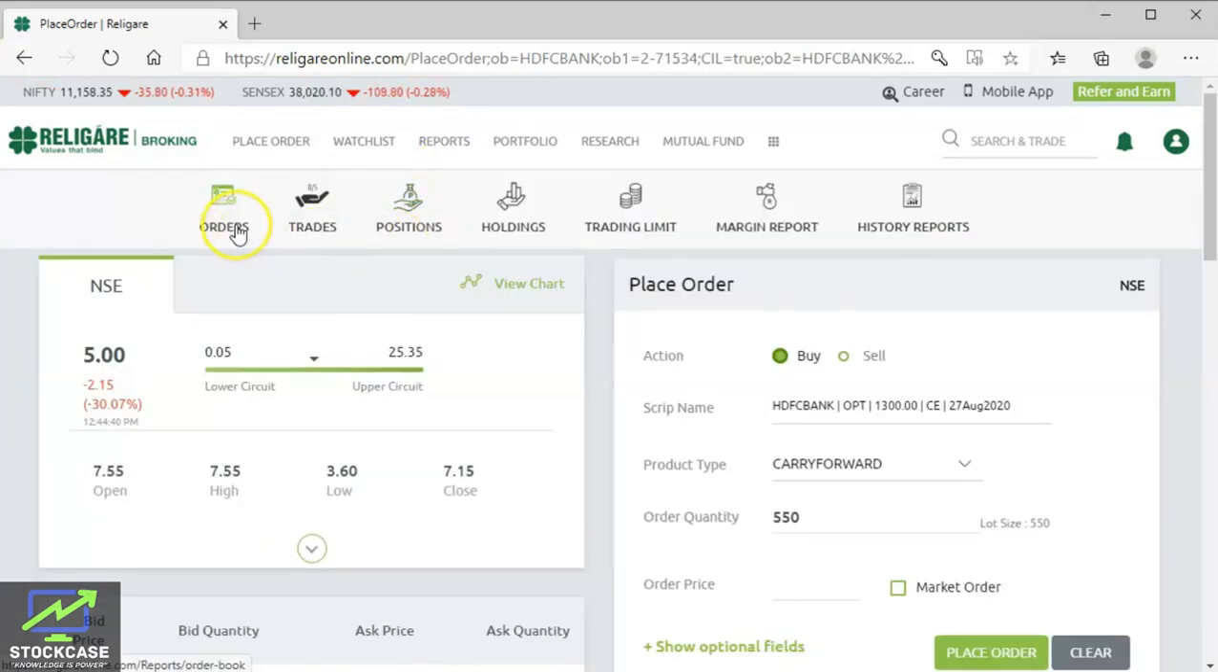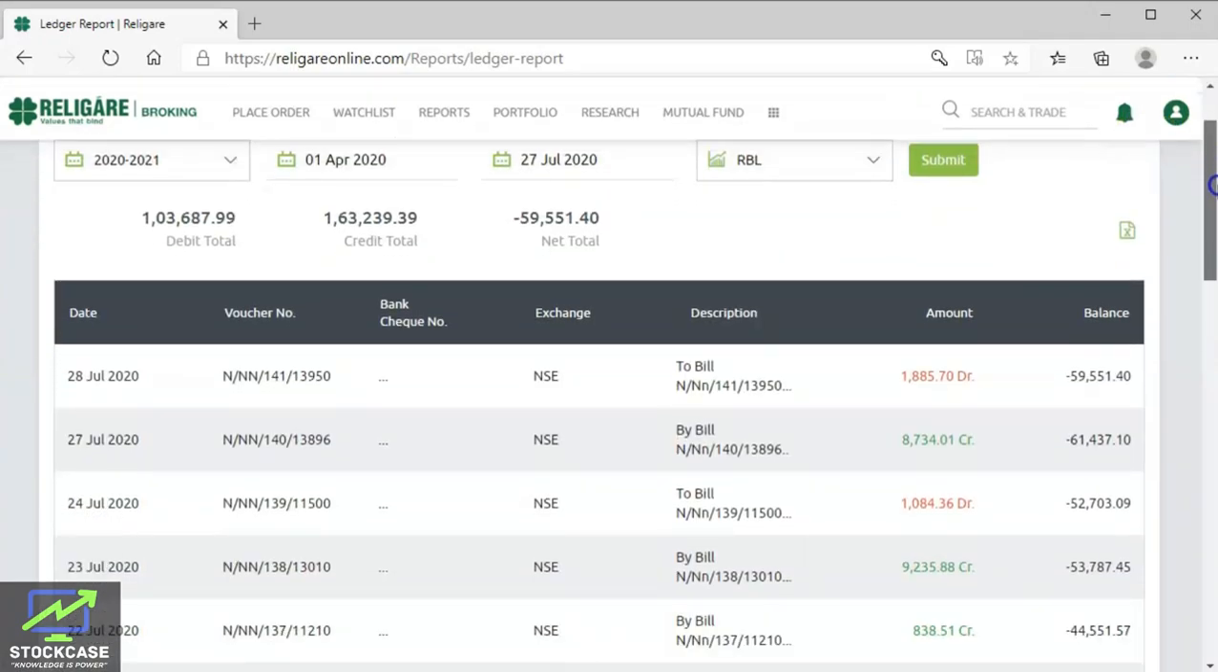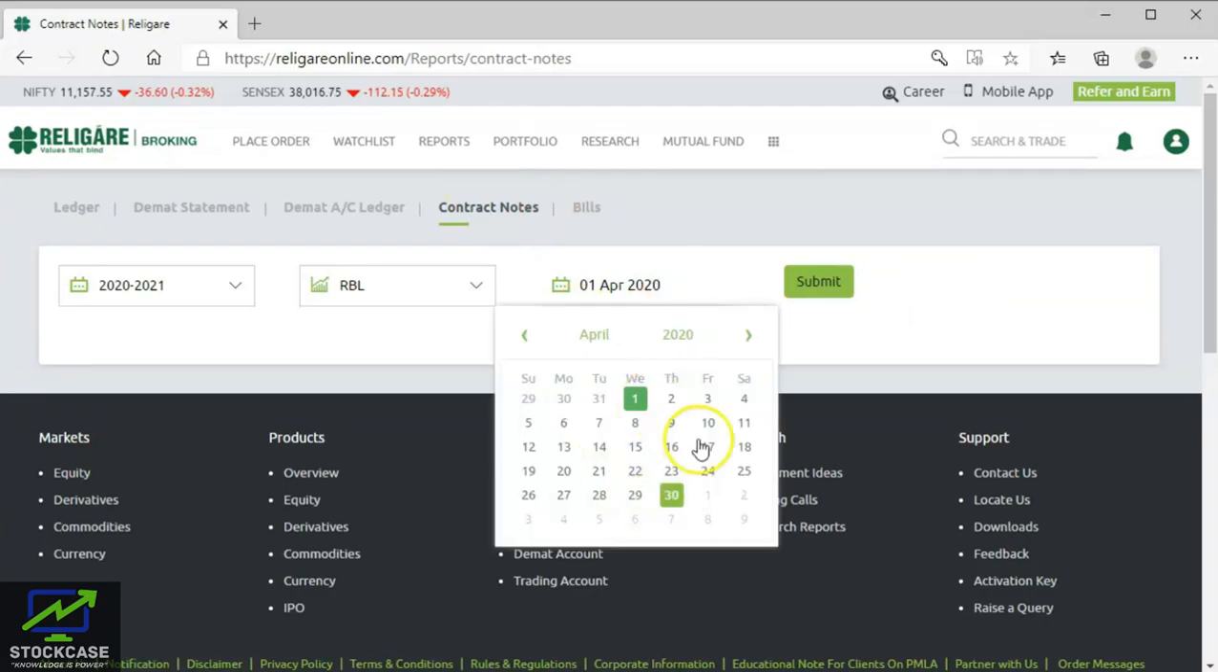Under reports, we have already seen orders, trade, positions, holding, but one thing is still remaining which is very important, that is the history report, which shows us the previous trade settlements and profit and loss for the previous days. You can also download previous contract notes just by clicking the date here.